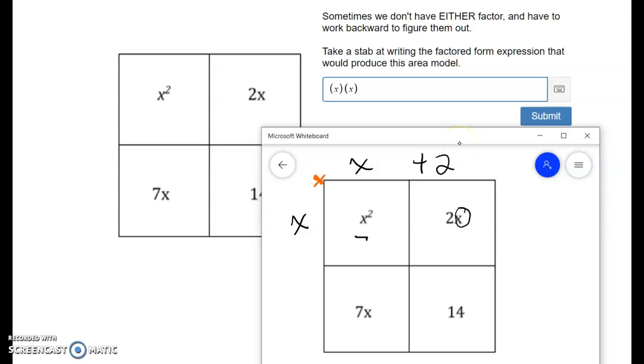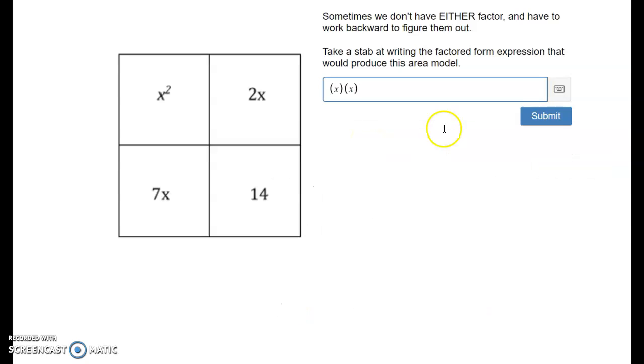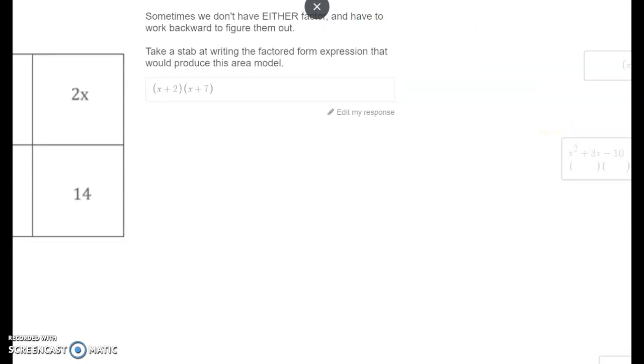So then I can look down here. What times this x will give me 7x? Well, a positive 7 definitely would give me that. So let's see. 7 times 2, that does check out and equal 14. So I have x plus 2 and x plus 7. You can write them in any order. It doesn't necessarily matter. There we go. And if you hit submit, let's try the next slide here.